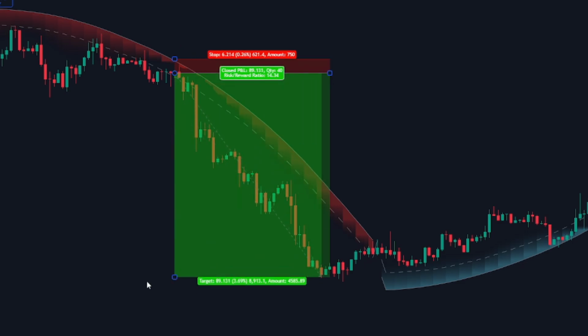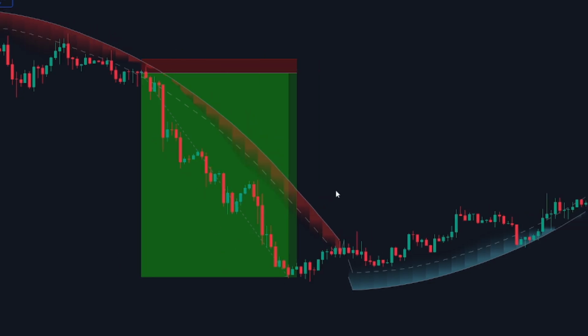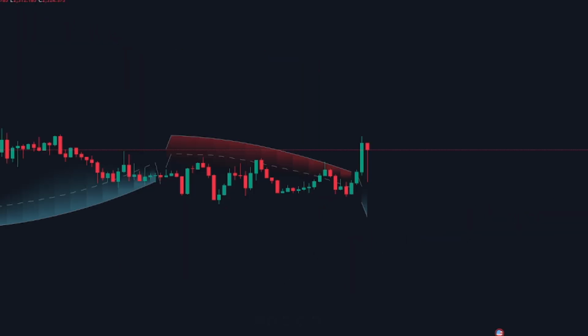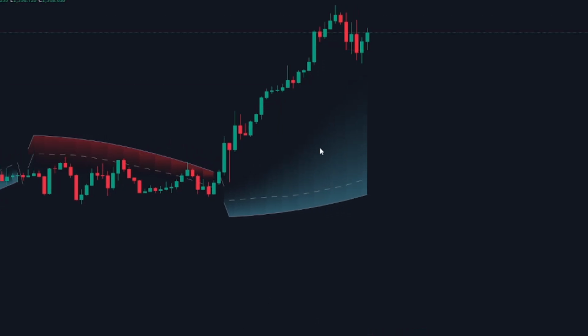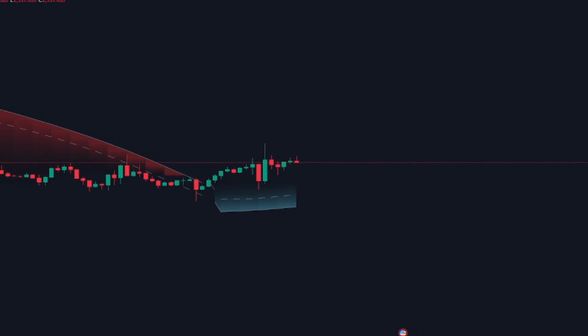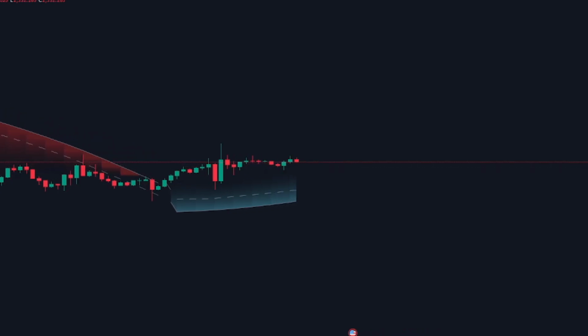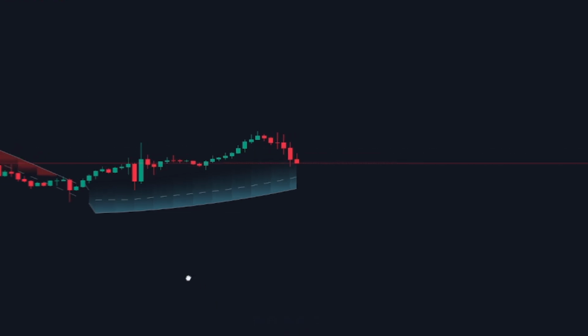Now, the radius trend indicator isn't just about trend direction. It also shows you trend strength. As the gap between the price and the base of the trend cloud increases, the trend gets stronger and stronger. Conversely, in a ranging market, the price moves closer to the cloud's base, signaling a weaker trend. By understanding this dynamic, you can avoid getting trapped in weak trends and focus on high probability setups.